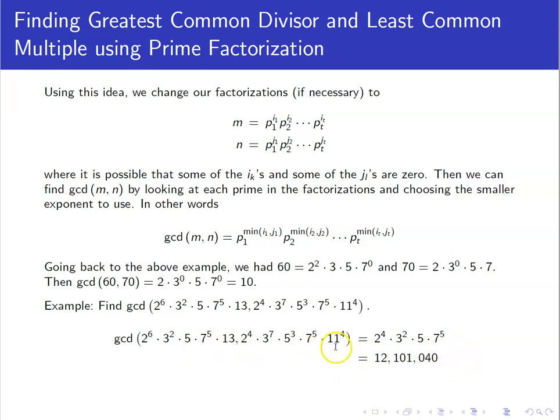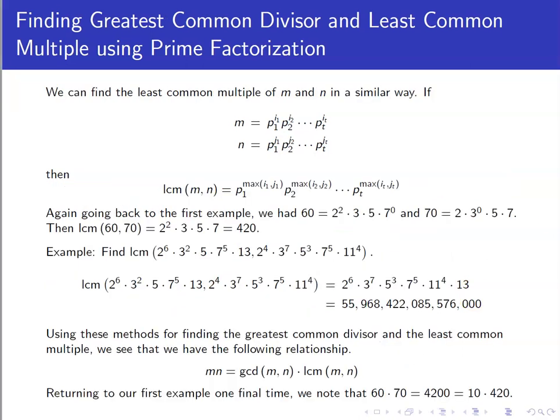I don't have an 11 in both of them, so I'm not going to use an 11, and I don't have a 13 in both of them, so I'm not going to see a 13 here. Again, you can think of that as 11 to the 0 and 13 to the 0 if you want. But both of those will be 1, so there's not any real necessity for writing those two things. So our GCD here will be 2 to the 4th times 3 squared times 5 times 7 to the 5th. And if you put that in your calculator, you get 12,101,040.